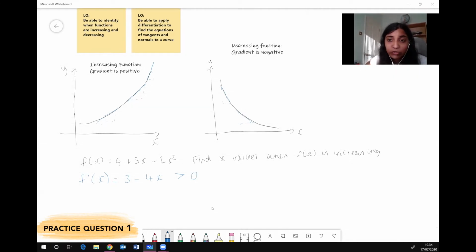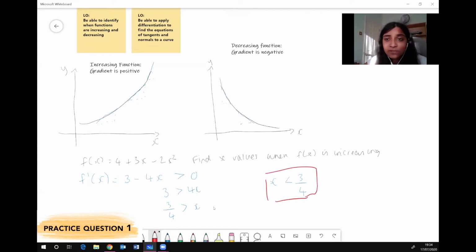So if we rearrange this, we would get 3 is greater than 4x, so then 3 over 4 is greater than x. Therefore f of x is increasing for the values when x is less than 3 over 4. And that's just your answer to this question.